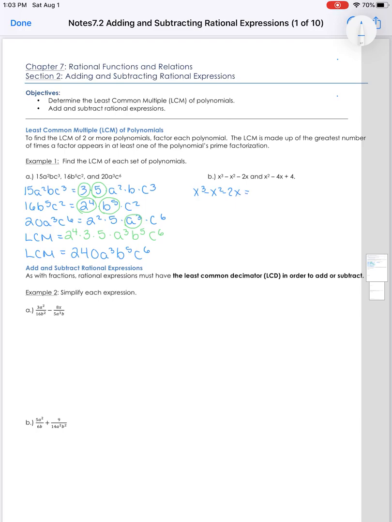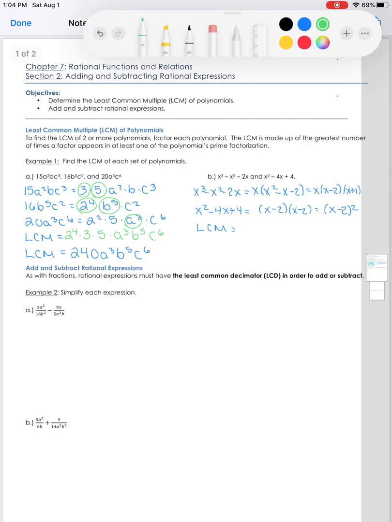So first part is if I take this one, I'm going to factor out an x, which leaves me with x squared minus x minus 2, but that's not totally factored. So then I get x, x minus 2, x plus 1 for that term. x squared minus 4x plus 4 is x minus 2 times x minus 2. So I'm going to put those together. That's an x minus 2 squared.